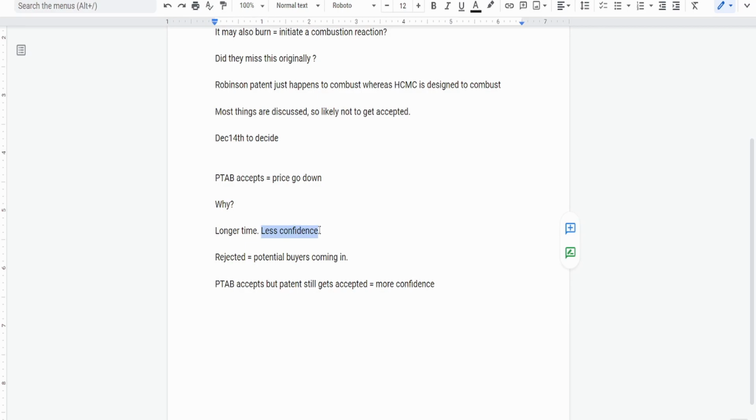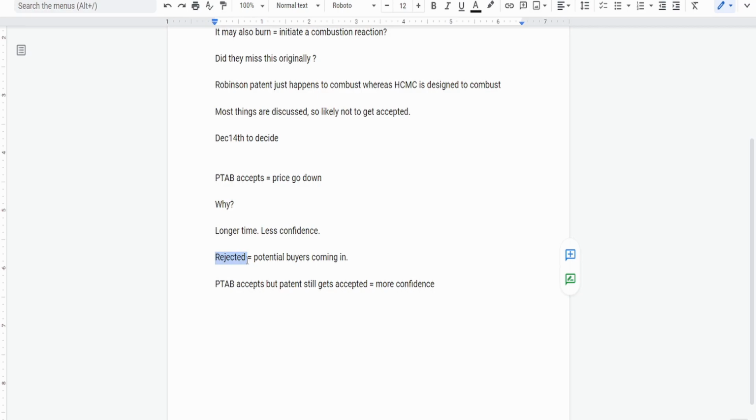Obviously, if the PTAB were to accept this whole review, it does mean that there is a likelihood that this patent in a way is infringing another patent, or, you know, at least it shouldn't exist. And this creates less confidence, and that will also cause the sell-off. And so, again, like I said, guys, I personally feel like it's not likely to get accepted, but who knows, it could be accepted. And if it does, this is what I feel like would happen.